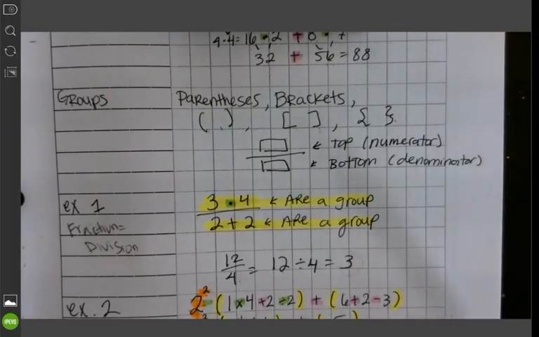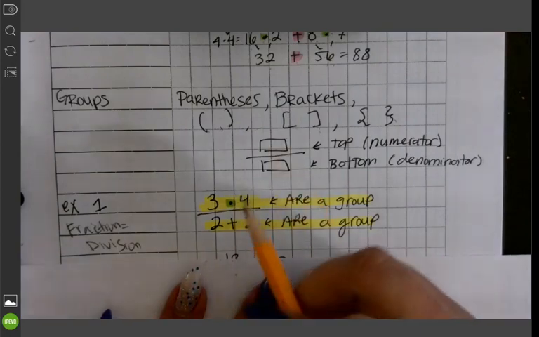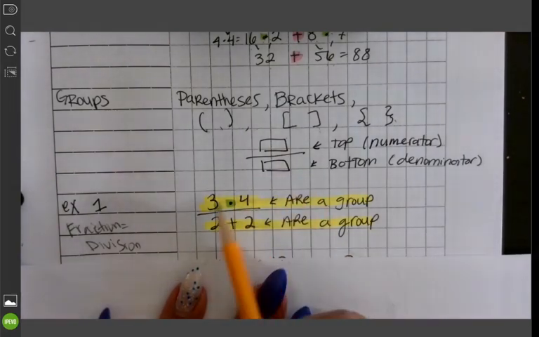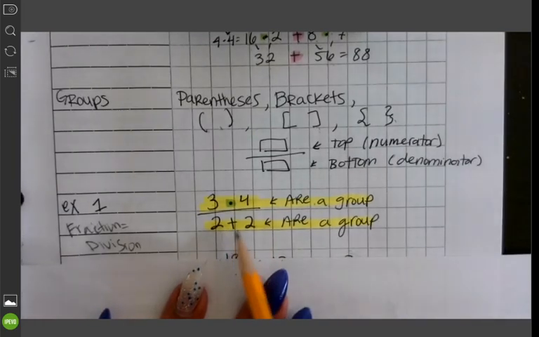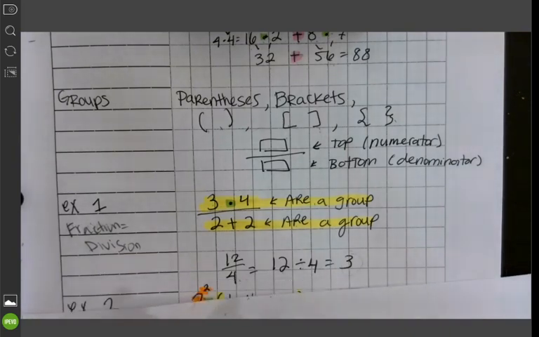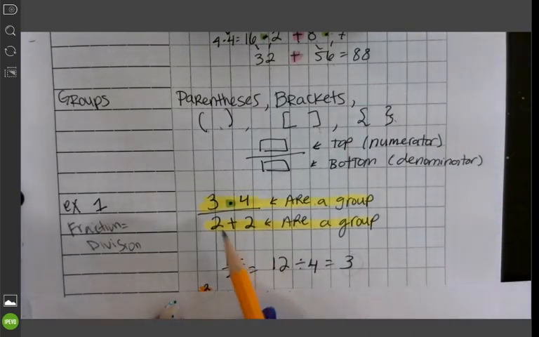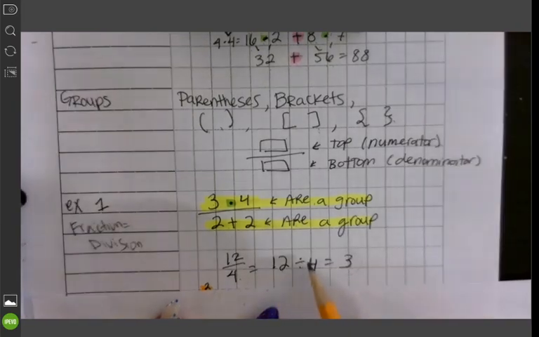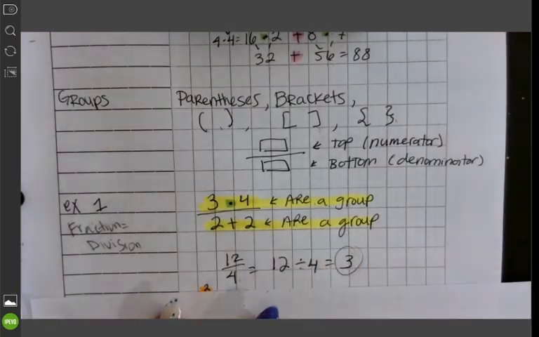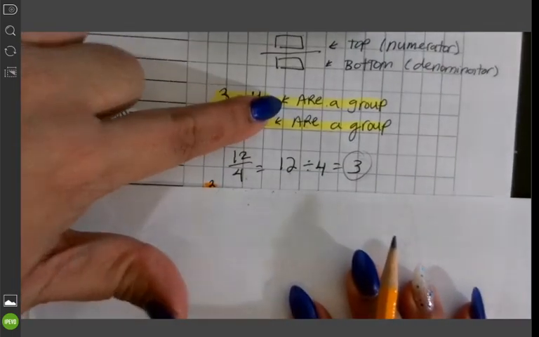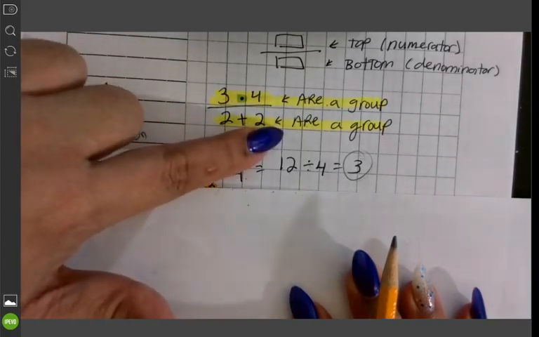Example 1. We have 3 times 4 over 2 plus 2. So 3 times 4 is a group, and 2 plus 2 is a group. So 3 times 4 is 12, and 2 plus 2 is 4. Fractions are division. So 12 over 4 equals 12 divided by 4, which equals 3. So you need to do everything in the numerator, and then everything in the denominator, and then divide them.